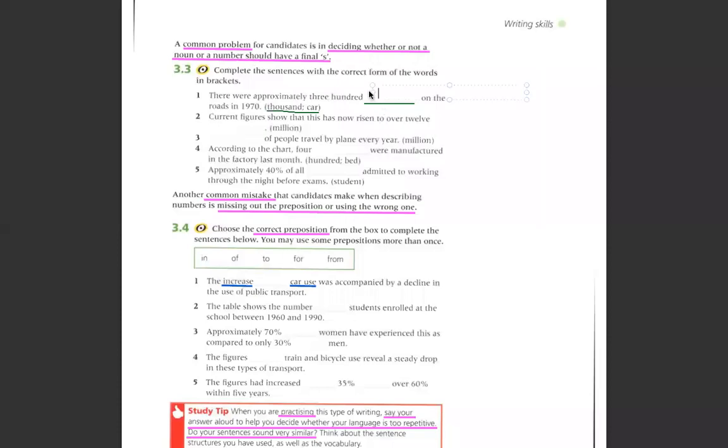Okay, so it would be 300,000 cars. So cars is a plural noun. It is more than one. There's 300,000 of them, so obviously we use the plural. Okay, please do number 2 for me. Okay, anyone else? Take a guess if you're not sure.